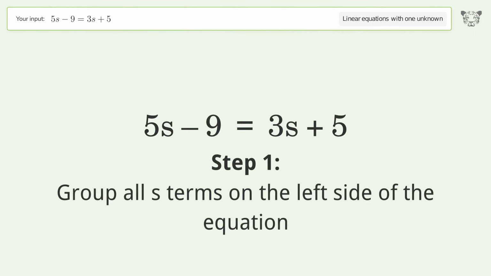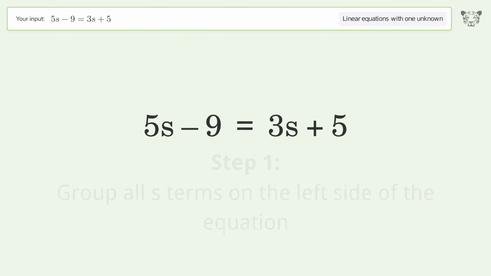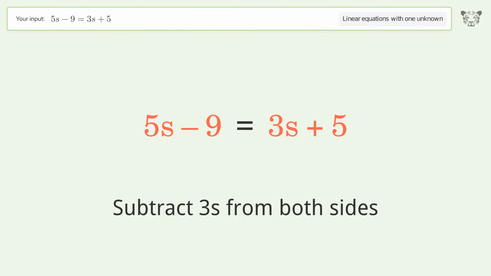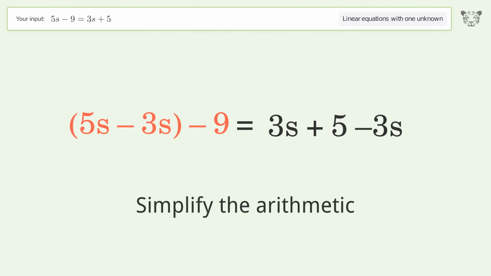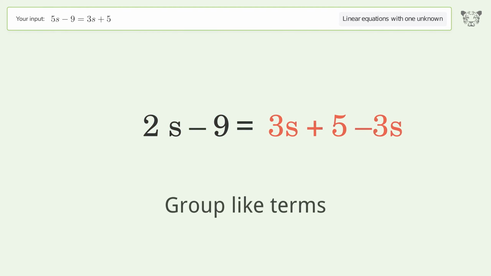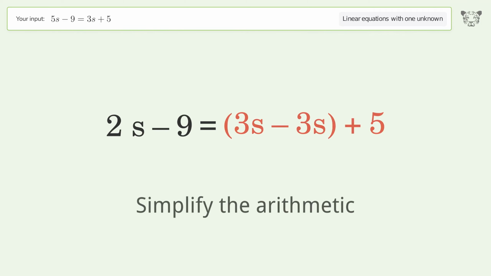Group all s terms on the left side of the equation. Subtract 3s from both sides. Group like terms. Simplify the arithmetic. Group like terms. Simplify the arithmetic.